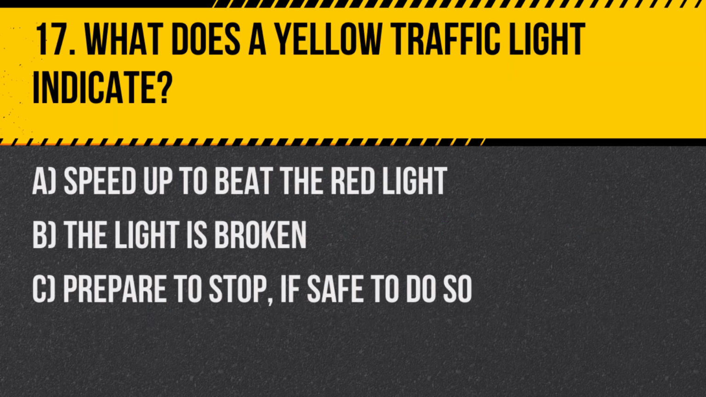Question 17. What does a yellow traffic light indicate? A. Speed up to beat the red light. B. The light is broken. C. Prepare to stop, if safe to do so. Answer. C. Prepare to stop, if safe to do so. A yellow light means the signal is about to change to red, and you should stop unless you are too close to the intersection to do so safely.